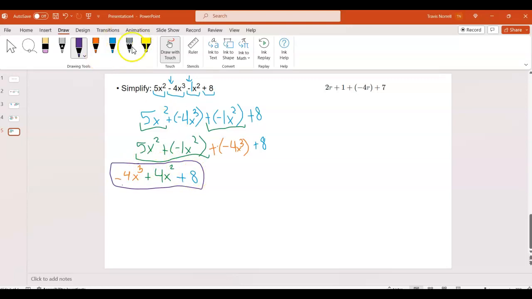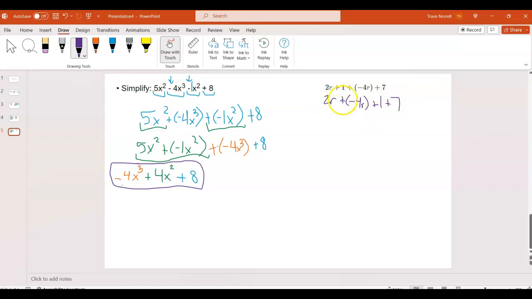All right, I want you to pause the video and try this last problem completely on your own. Okay, if you haven't paused it, pause it, try it on your own. Notice they've already changed the negative to plus a negative, so that wasn't subtraction. But we'll go ahead and move the 2r next to the plus negative 4r and the plus 1 next to the plus 7.